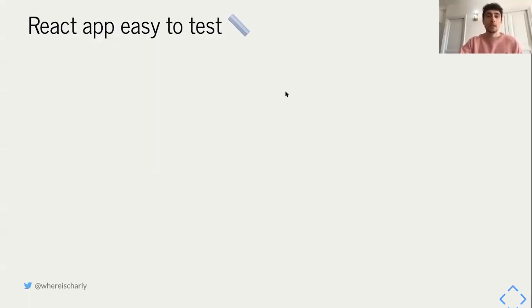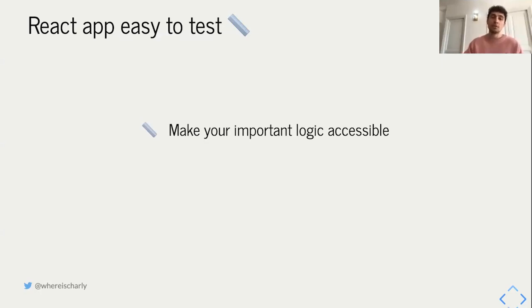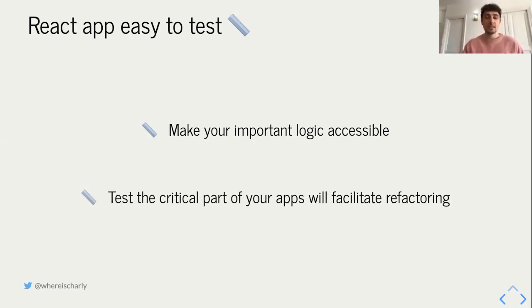Okay, so takeaway in terms of how to test properly your React app in order to move forward faster. First, make sure your important logic, your business logic, what is critical to your application, is accessible and can be tested in a unit test way. Then test the critical part of your app. So look at what are the critical parts of your app, what is critical to your business, to your application, and make sure you test it with a proper testing strategy and all the different ways you can test your React application, because it will help you move forward, move faster, and also it will facilitate refactoring.